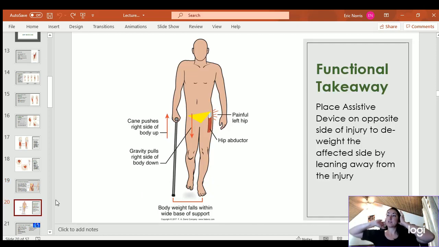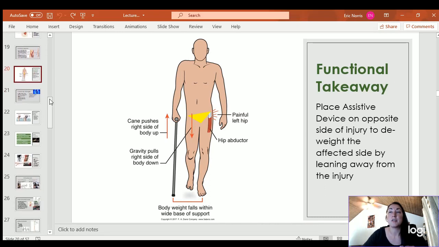And another functional takeaway, we've mentioned this before, but always remember you place the assistive device on the opposite side. So if there's pain in the left hip or weakness in the left hip and you place it in the right, then you can lean towards the opposite side and de-weight the side that you're standing on. Put less weight on that side, so you're requiring less from those muscles and also putting less weight on it to cause the pain.